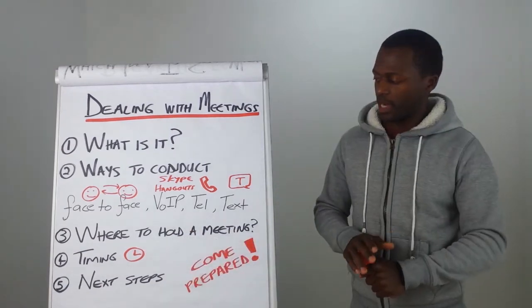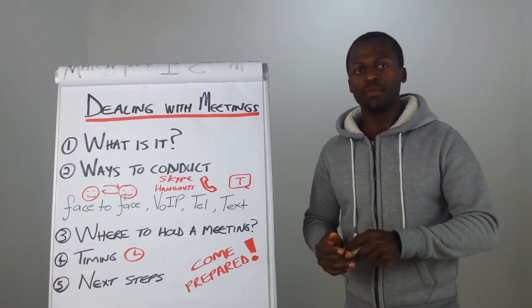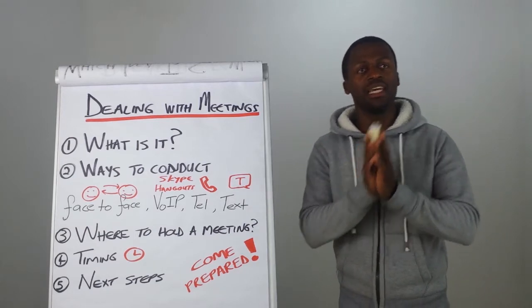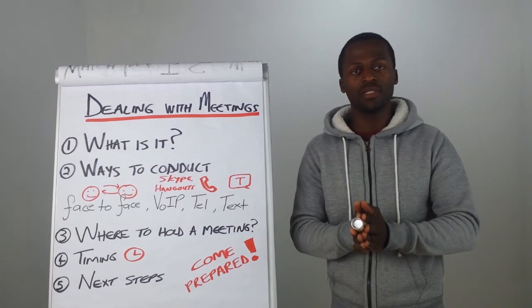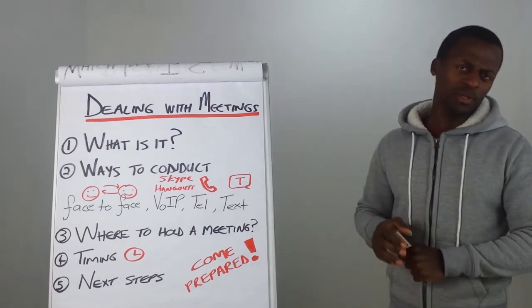Timings. This one is pretty simple. Do not try to get to a meeting on time, because that's close to impossible. It's really hard to be at someone's office exactly at 12 o'clock if the meeting is scheduled to start at 12 o'clock. So come in early, come in way early.